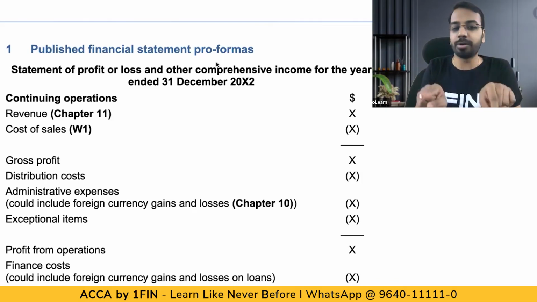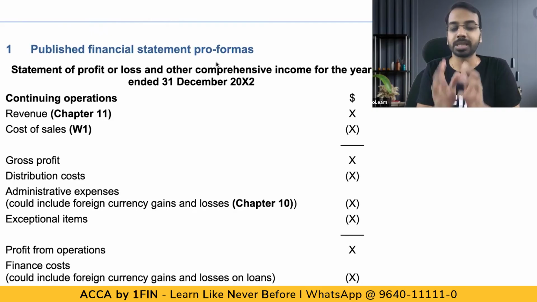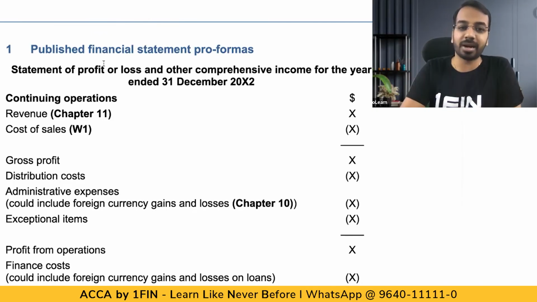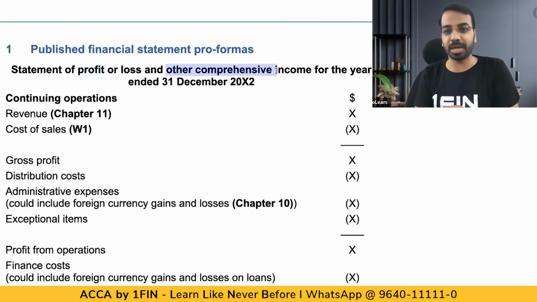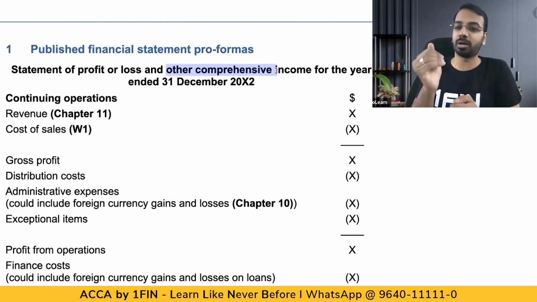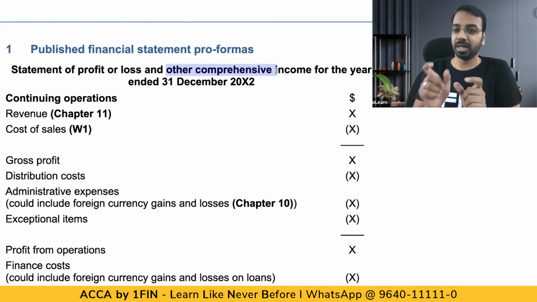Now again, at this point of time, I don't want you to bother about what goes into other comprehensive income or what goes into P&L. What I want you to do is understand the overall structure of a financial statement. Then we'll understand what goes to P&L and what goes in OCI. Each standard will tell us where we include a gain or a loss, whether in P&L or in other comprehensive income.